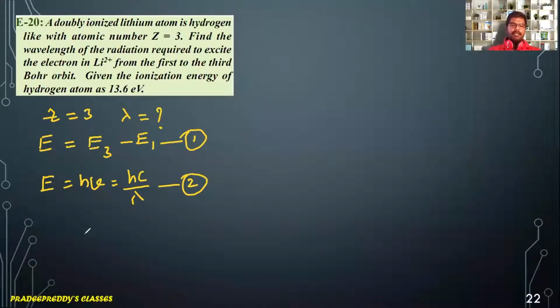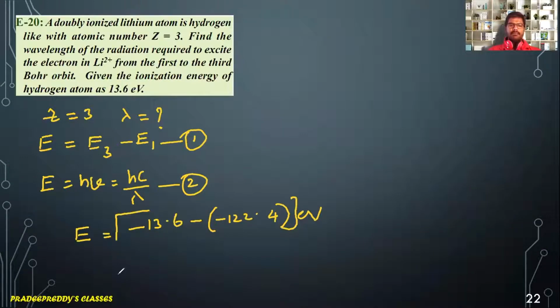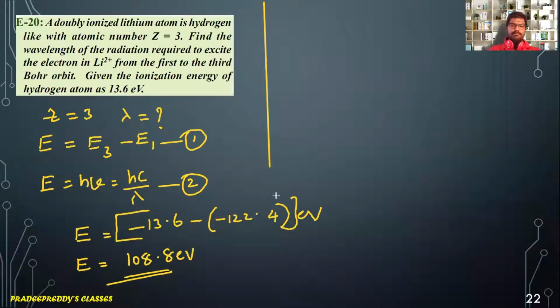This energy, if I calculate from E3 to E1, it is minus 13.6 electron volt minus of minus 122.4 electron volt. This is in electron volt. That's the energy. And if you calculate it, you will be getting nearly 108.8 electron volt. This is energy released. And this you need to equate it to hc by lambda.